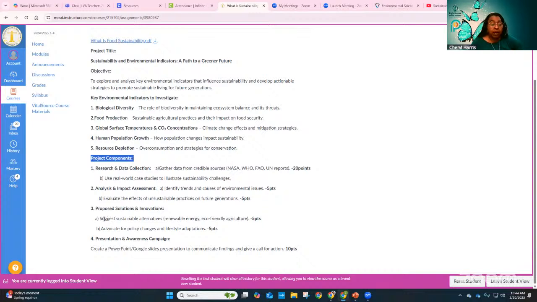Okay. Lastly, suggest sustainable alternatives: energy, eco-friendly agriculture. So come up with some practices that we should do, and then advocate policy changes and lifestyle adaptations. In addition to saying what we should do, the practices that we should do, how do you come up with, like if you were doing a campaign, if you're standing on the corner, yeah, we need to do this.